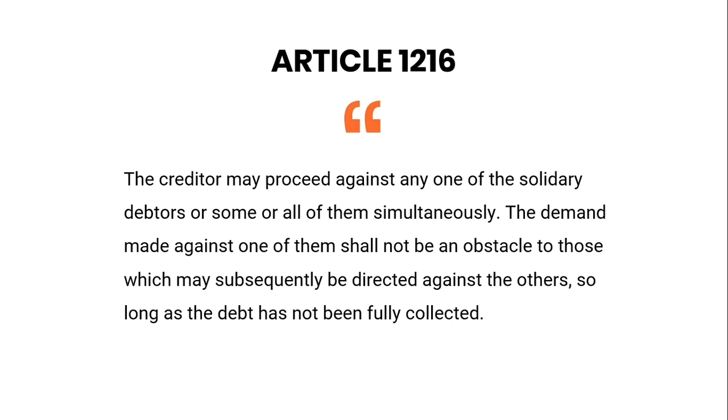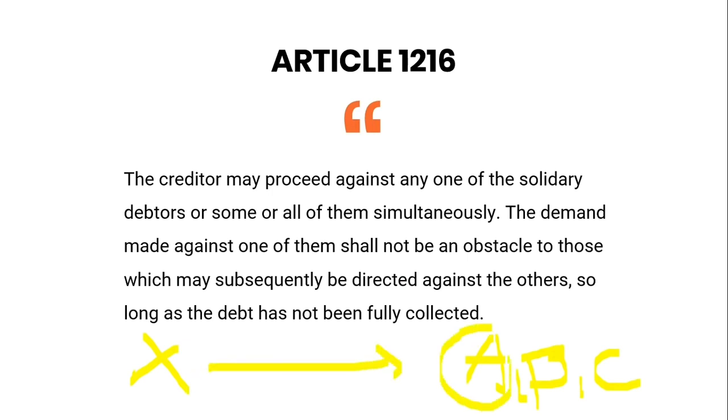Okay. So, ang gusto lang sabihin dito is, for example, kunwari, let's say, meron tayong solidary debtors A, B, C. Let's say, meron lang nag-iisang creditor, which is si X, di ba? So, kapag nag-demand si X from A, okay, pero hindi pa siya nakasingil, the demand made against one of them shall not be an obstacle to those which may subsequently be directed against the others, so long as the debt has not been fully collected. So, ang nangyayari is, pwede pa rin singilin ni X si B or si C.